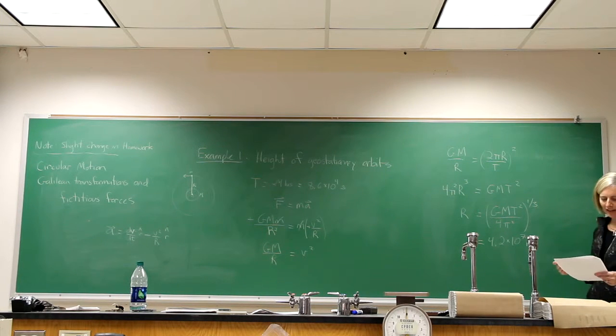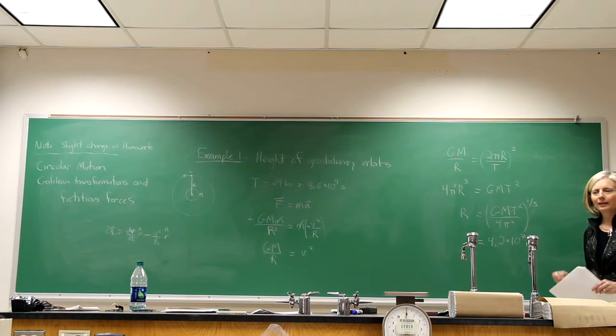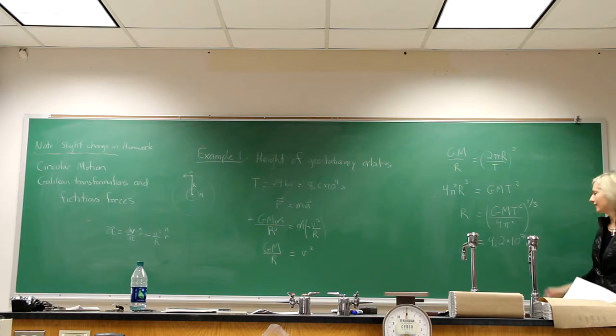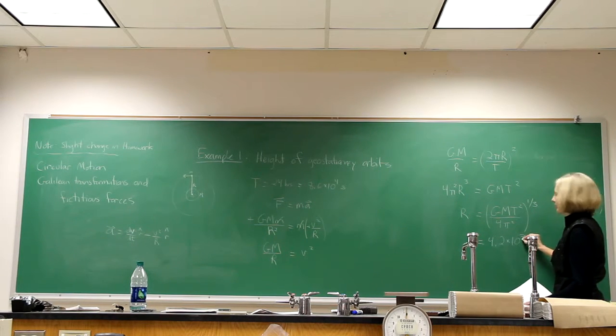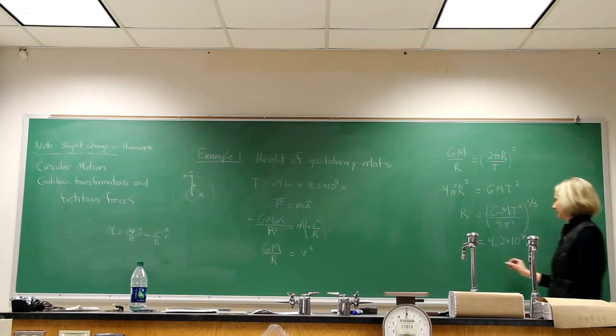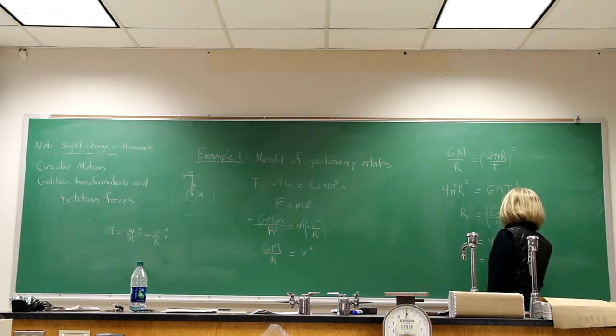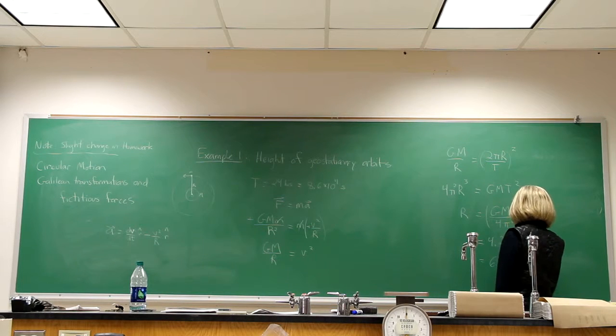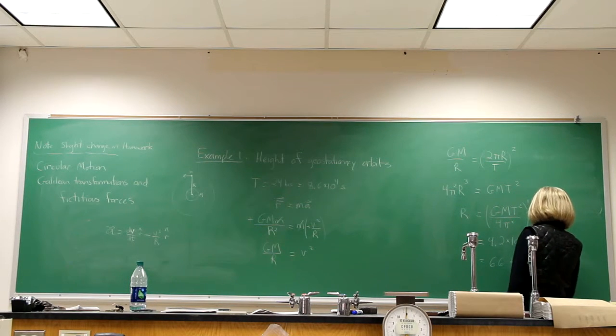If you look up the radius of the Earth, to compare, because this is just some big number, right? 4.2 times 10 to the 7 meters. Do you have a feeling for how many times the radius of the Earth this is? Not sure. This is 6.6 times Earth's radius.